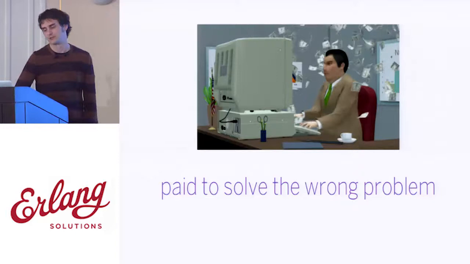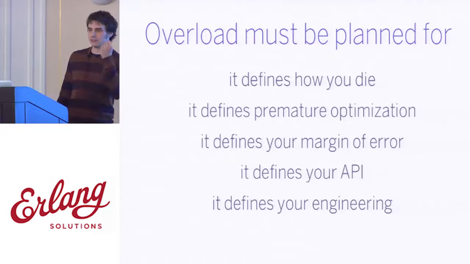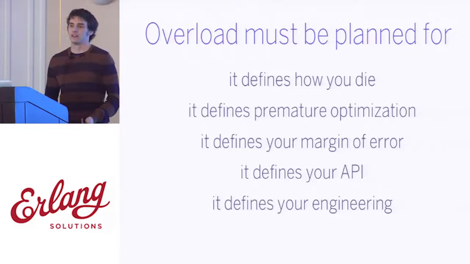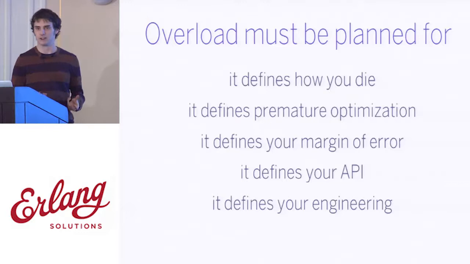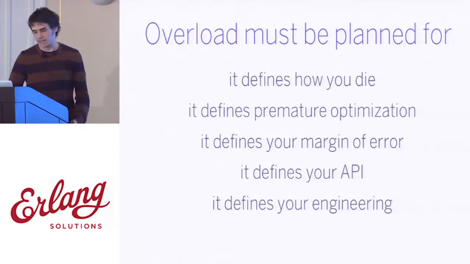And it's absolutely important that overload is planned for, because it defines how you die. And given how many people lowered their hands at the beginning of the talk, it also defines how often you die. Now, it won't cover all the cases where you die, because hardware failures are still going to give you very inelegant failures. But a lot of them can be blocked or planned for, or, well, just prevented by planning for overload.